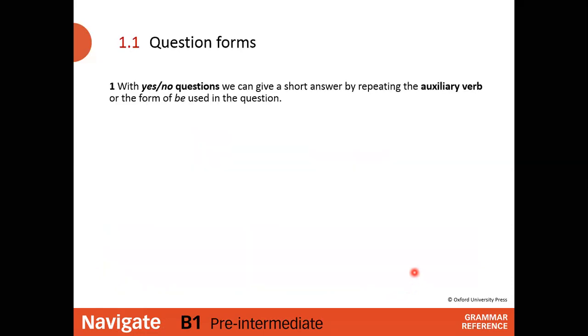All right, next slide. With yes no questions, we can give a short answer by repeating the auxiliary word or the form of be used in the question. So now we are talking about yes no questions and how to answer them. The question: did he see the match on Sunday? The answer is yes, he did. No, he didn't. The question starts with did, an auxiliary verb, and this is called a yes no question. And you say yes, he did.